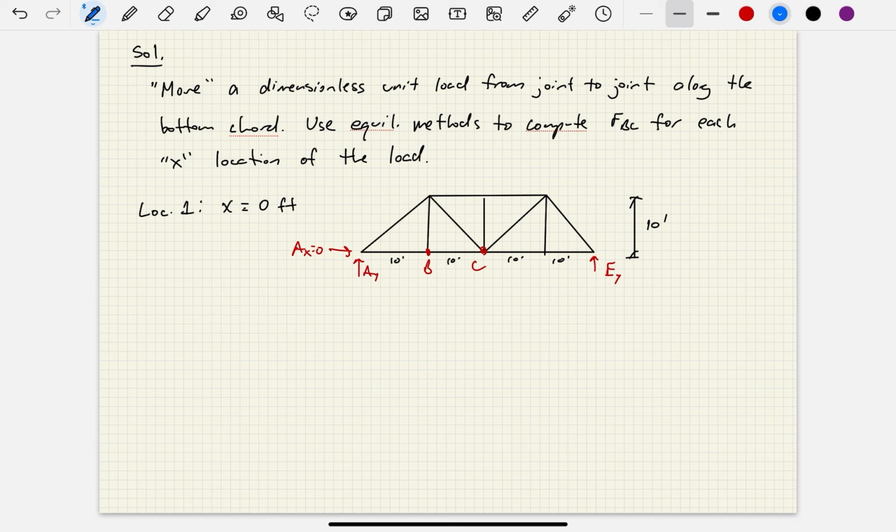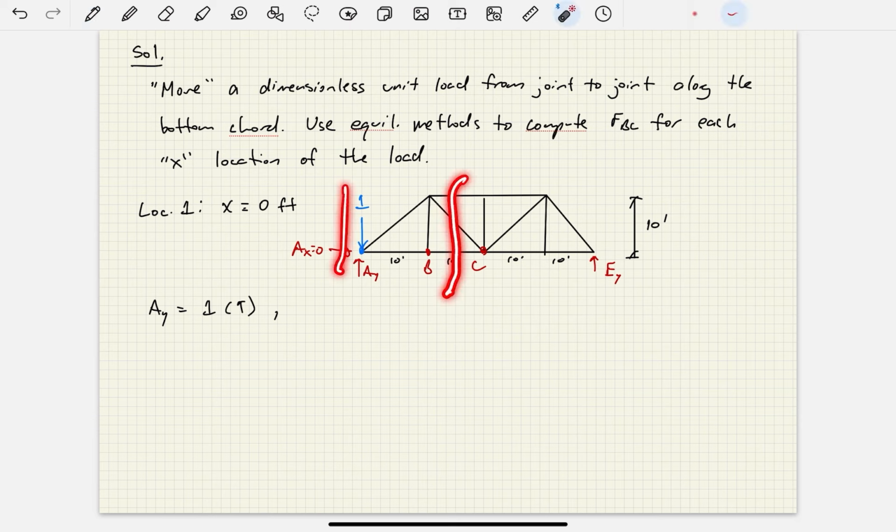At location X equals 0, that unit load is going to be right here at the origin. So this is the one right here. Clearly from equilibrium, AY is equal to 1 reacting up. If we were to use method of sections and make a cut through here and look at this left free body diagram, we would immediately be able to tell that the force in BC is 0. So FBC equals 0.